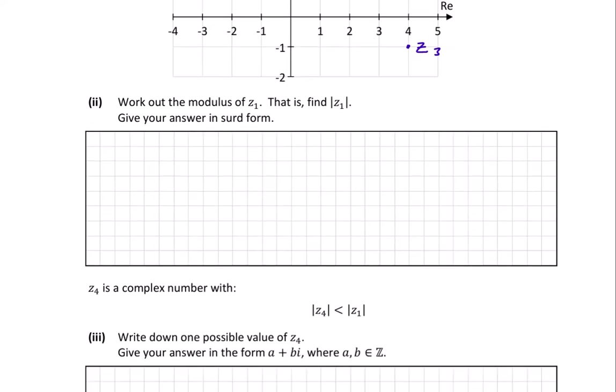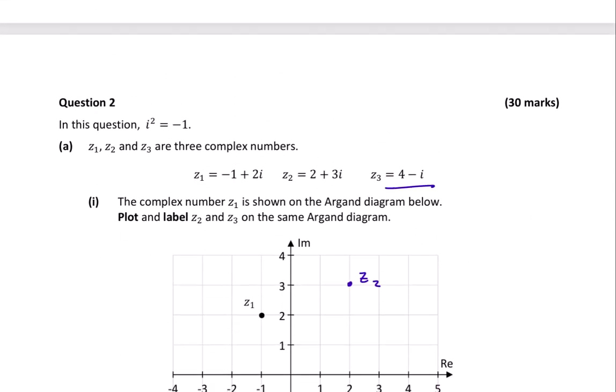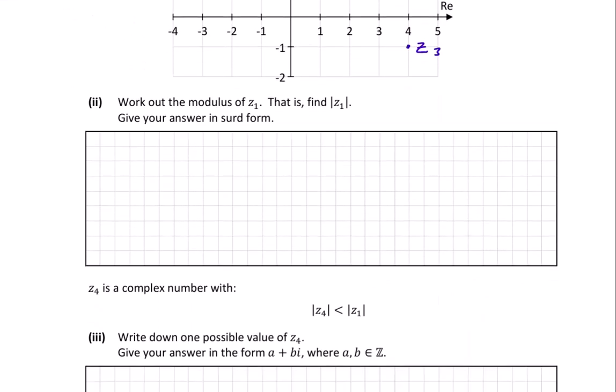That is, find the modulus of Z1. Give your answer in surd form. So Z1 is minus 1 plus 2i. So let's just write that down. Z1 is equal to minus 1 plus 2i.